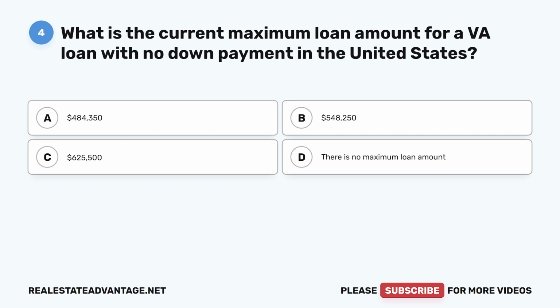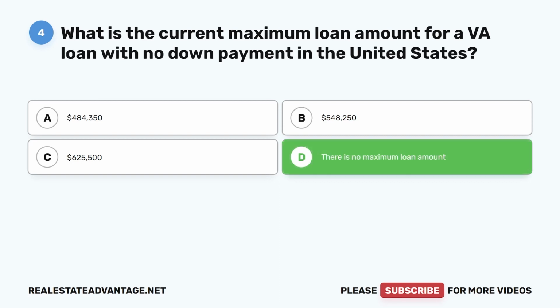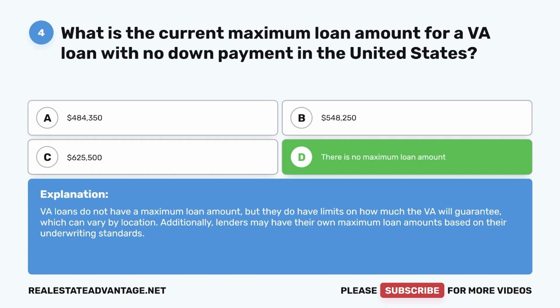Question 4. What is the current maximum loan amount for a VA loan with no down payment in the United States? A. $484,350. B. $548,250. C. $625,500. D. There is no maximum loan amount. The correct answer is D. There is no maximum loan amount. VA loans do not have a maximum loan amount, but they do have limits on how much the VA will guarantee, which can vary by location. Additionally, lenders may have their own maximum loan amounts based on their underwriting standards.